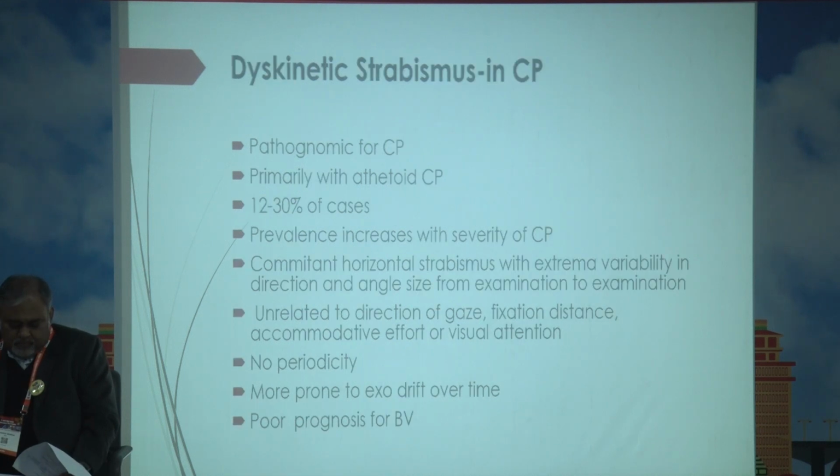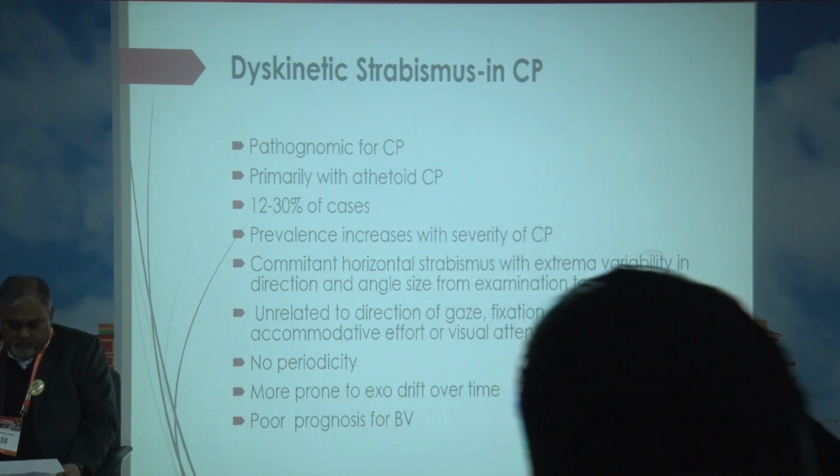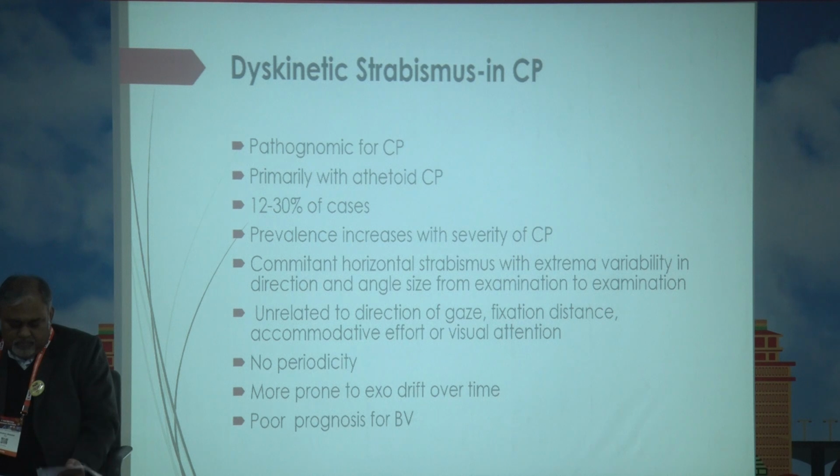I'll make a note especially of this type of strabismus, which is characteristic and pathognomonic of athetoid CP, known as dyskinetic strabismus, seen in almost up to 30% of cases. Its prevalence tends to increase with the severity of CP, and it is basically a concomitant horizontal strabismus which has extreme variability every time we examine the child, unrelated to the direction of gaze, the fixation distance, any accommodative behavior, or visual attention. There is no periodicity, and this is associated with a very poor prognosis for vision and binocular single vision, and it has a tendency for exodrift over time.